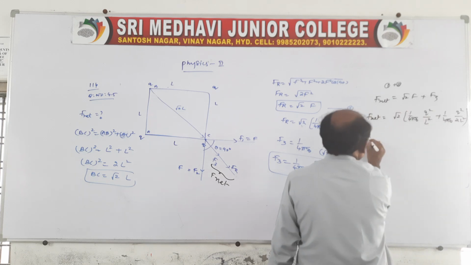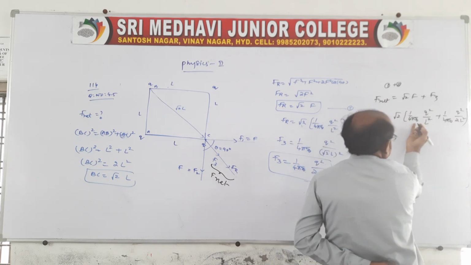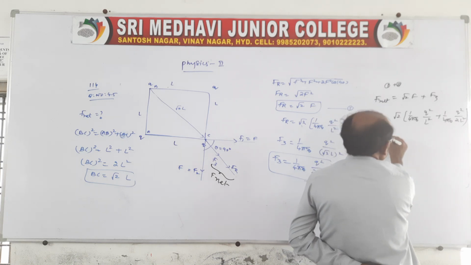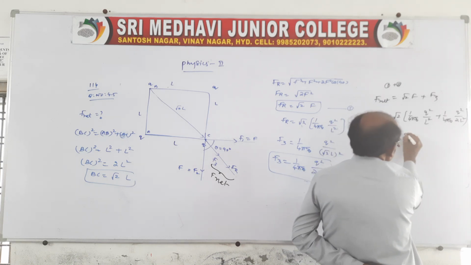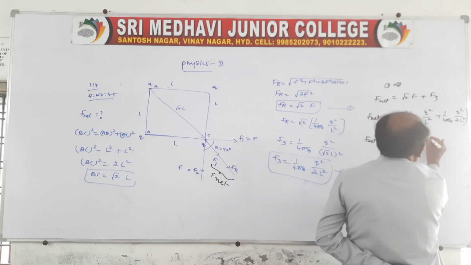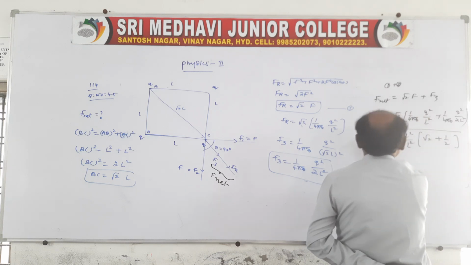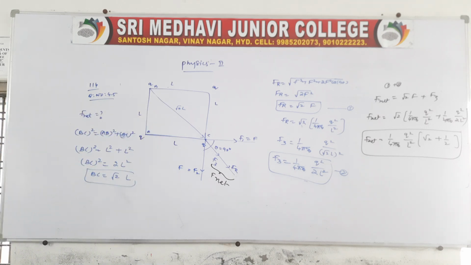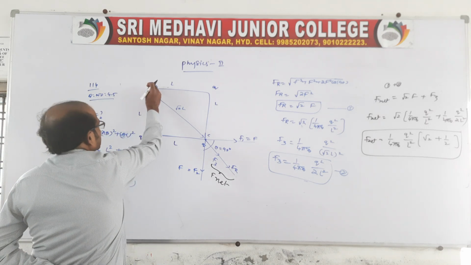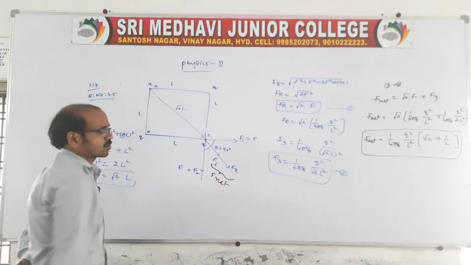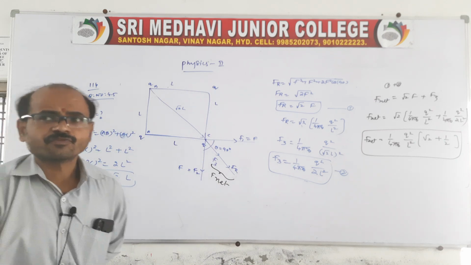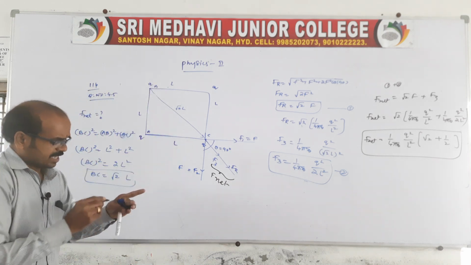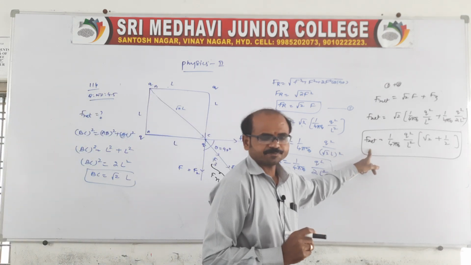So that your F net is equal to 1 by 4 pi epsilon naught q square by L square, you take it common. Therefore, what remains is 1 by 4 pi epsilon naught q square by L square into root 2 plus 1 by 2. That's all it is. So, like this is the way we should approach. If 4 identical charges are located at the 4 corners of a square, then to find the net force or resultant force acting at one of the corners, F net is equal to this.